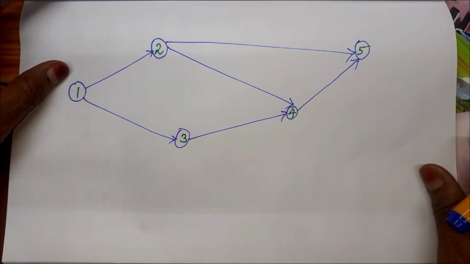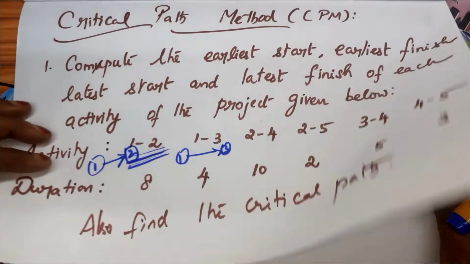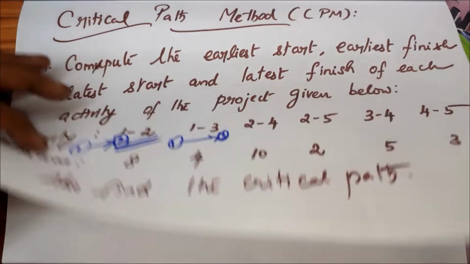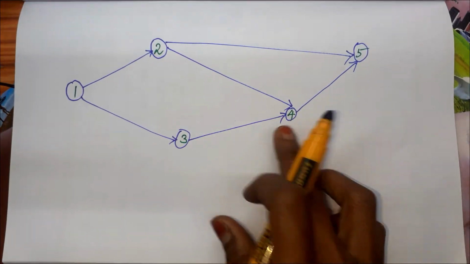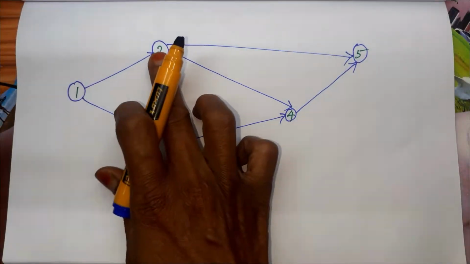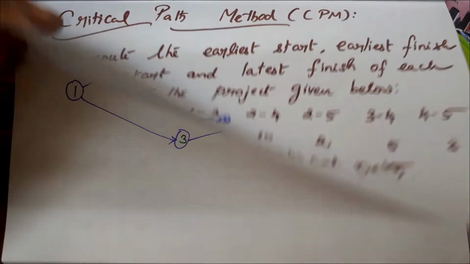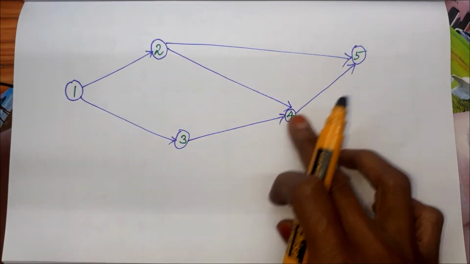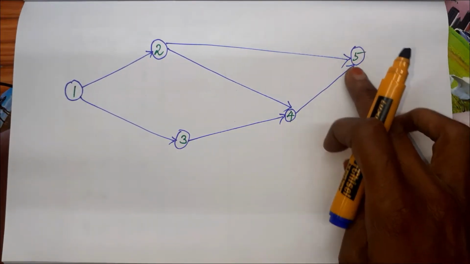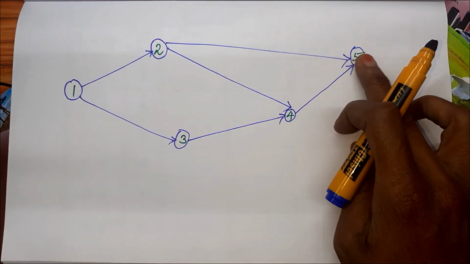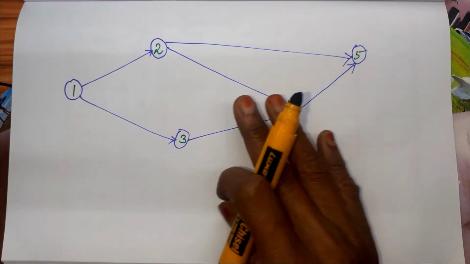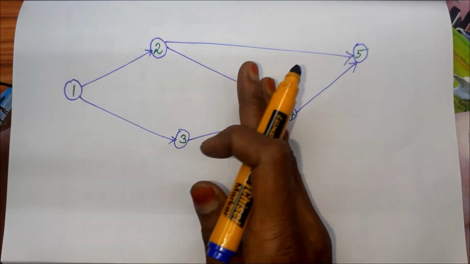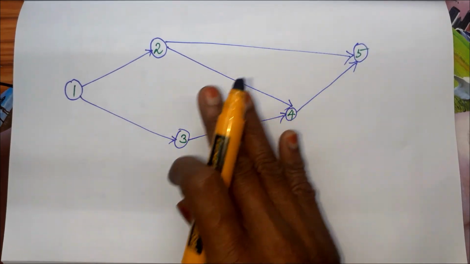Already I have taught you how to draw a network. 1 2 means from 1 to 2, 1 3 means from 1 to 3, 2 4 means from 2 to 4, then 2 5 means from 2 to 5, and 3 4. So 3 to 4 we have, and 4 5, finally 4 to 5. So finally we are ending everything at a single event or node. Already we are familiar with this diagram, so I have drawn that. If you want more clarification, kindly go through my previous video on how to draw networks.